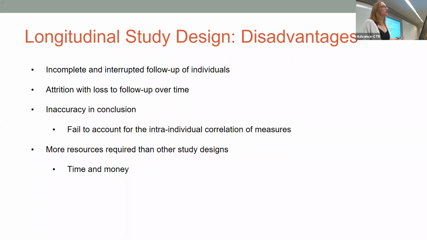So, disadvantages of a longitudinal study. We have incomplete and interrupted follow-up of individuals. This is non-response or loss to follow-up. Attrition with loss to follow-up over time. So our study is losing strength as our sample size decreases and we lose data points if individuals drop out of our study. You might inaccurately make conclusions if you fail to account for these statistical things that I had mentioned, for example, the correlation of individual measurements. And then this study particularly is more time and resource intensive than other studies might be.